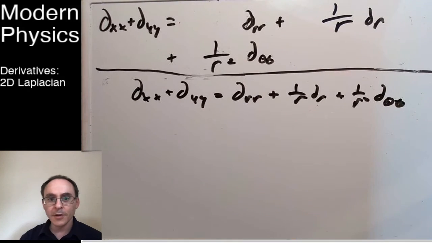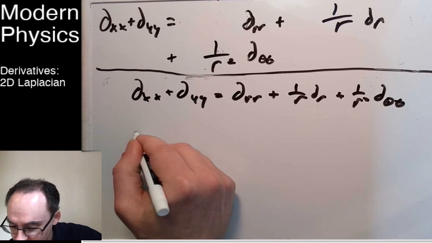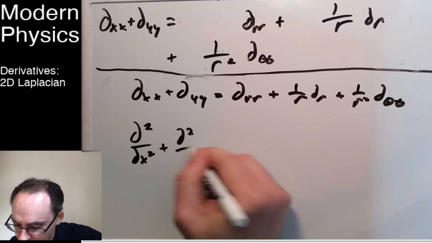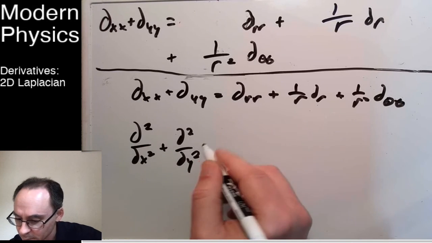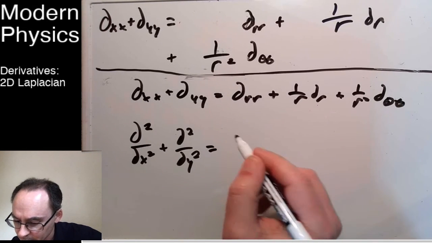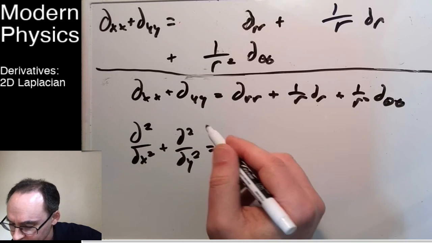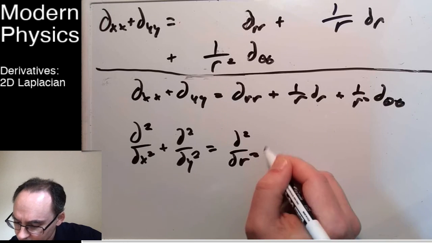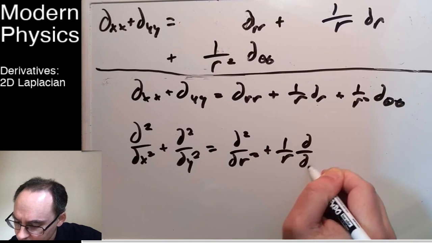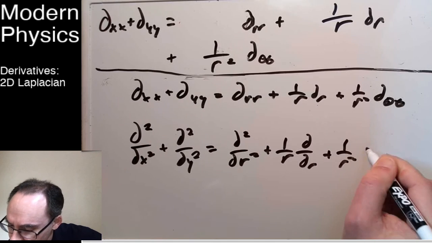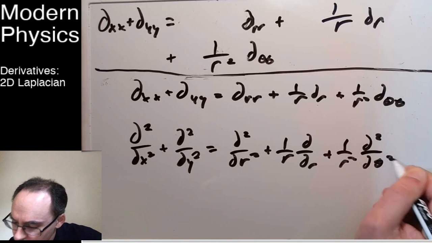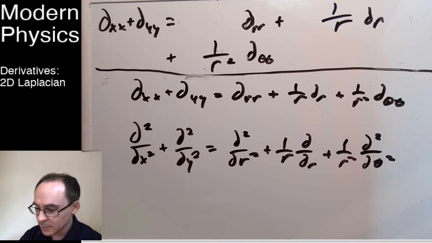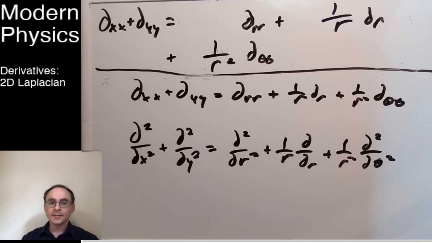And to sort of undo the compact notation, remember what this means. What does this mean? This means that the second derivative with respect to x plus the second derivative with respect to y equals the second derivative with respect to r plus 1 over r d by dr plus 1 over r squared, second derivative with respect to theta. So that's what's called the Laplacian in polar coordinates in 2 dimensions.